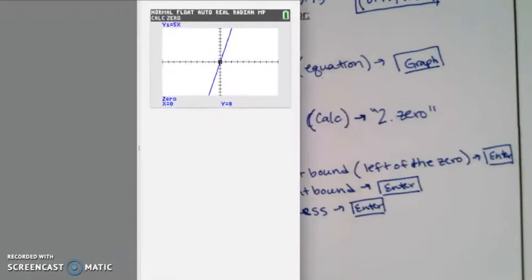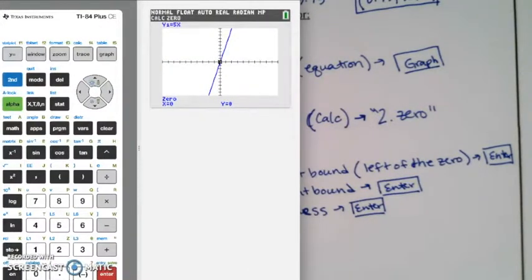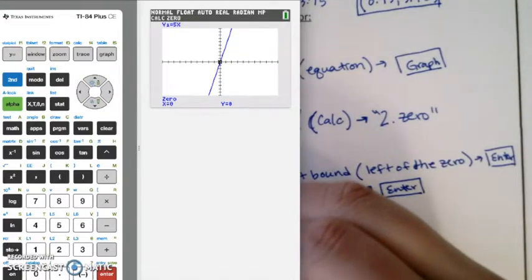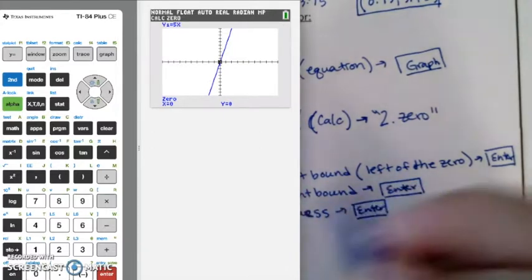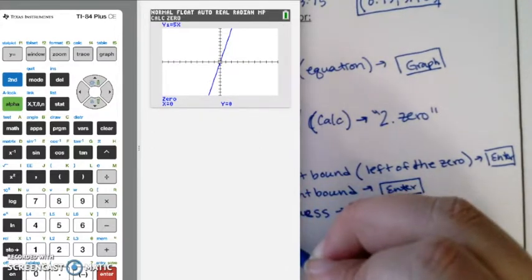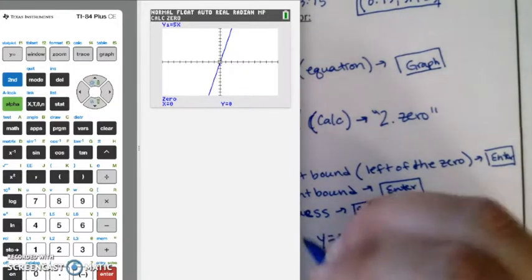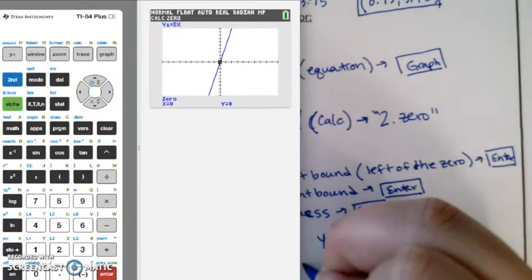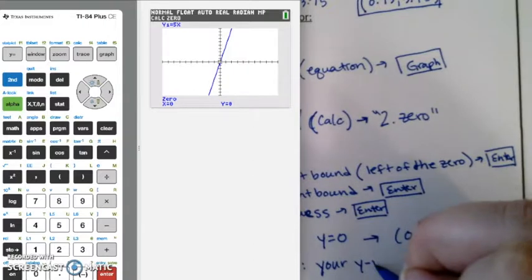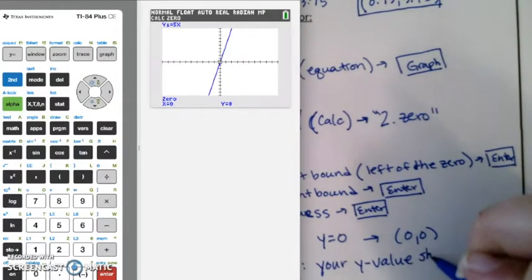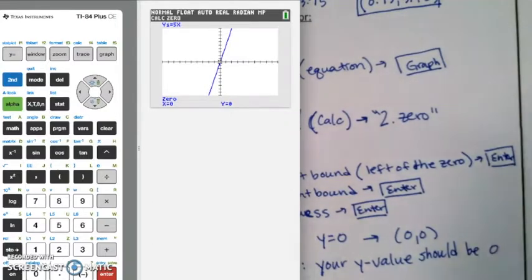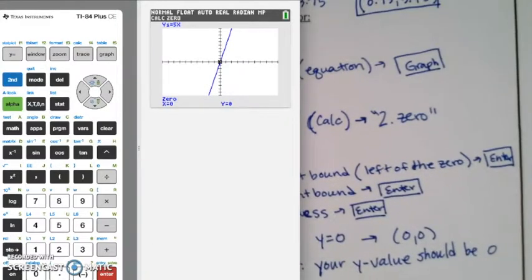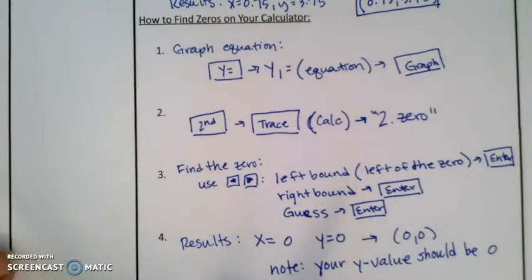So it will give you a point. Now in this case, the point is 0, 0. It won't always have a 0 x value, but because it's a 0, it should always have the 0 y value. Results will be x equals some value, in this case 0, y equals 0, and that gives you the point 0, 0. Note your y value should be 0. That is what a 0 of a polynomial is. It's when the y value is 0.